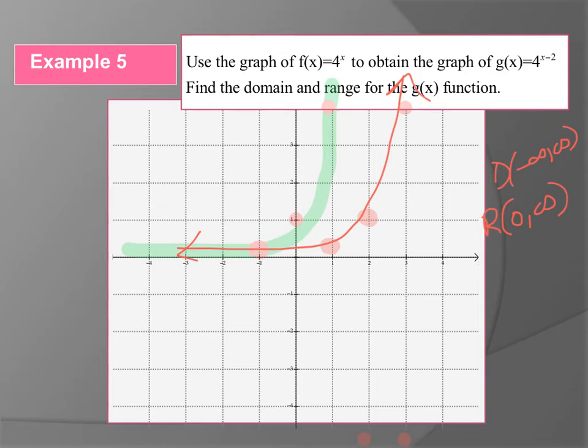Wait, so the range for, the domain for the last one would have, the range. The domain's always negative infinity to positive infinity for every exponential function. But then for the last one, the range would have been 3.